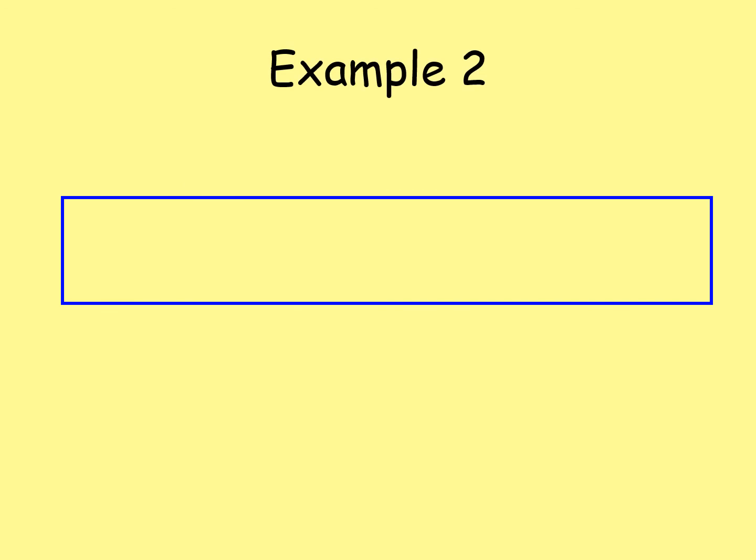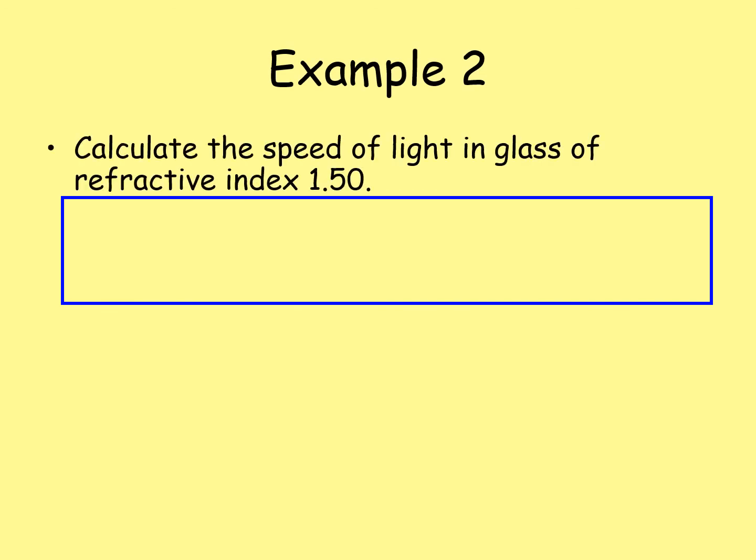In example 2, we need to calculate the speed of light in glass of a refractive index of 1.50. We should already have in our heads here that because we're going into a more dense medium, which we can tell because the refractive index is 1.5 and greater than 1, which is the refractive index of air, we expect that the speed is going to decrease.